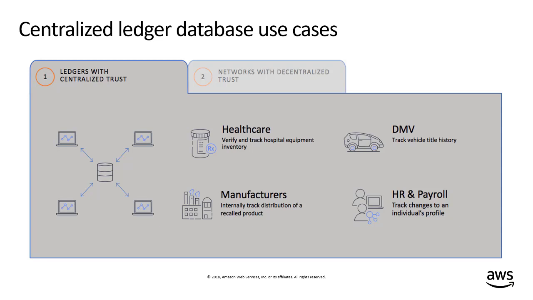So these customers are trying to use blockchain, but for a centralized solution, and having some issues. So for that use case, we released a service called Amazon QLDB, Quantum Ledger Database. That service is in preview. We also announced that at re:Invent.